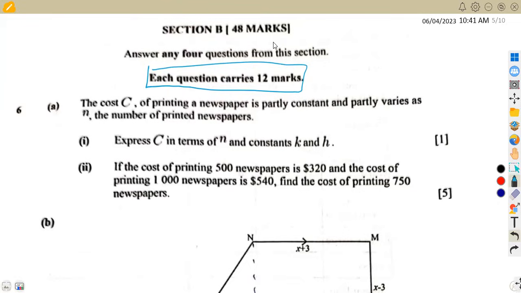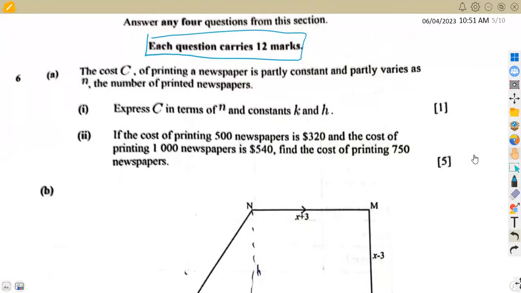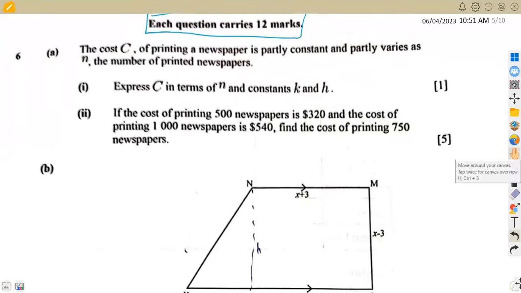All right, number 6, we are given here. Question number 6, variation. That was in this case a partial variation, a combination of 2 constants. We're going to connect with the 2 constants.